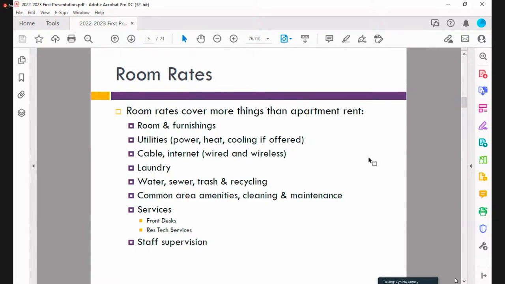Services at our front desks, also the ResTech services that are in the lower level of Karkowski. And then staff supervision, which includes helping students get connected, helping set up activities, what's on Wednesday programming, and then everyone's favorite community advisors doing rounds and documenting people for alleged violations of policies.